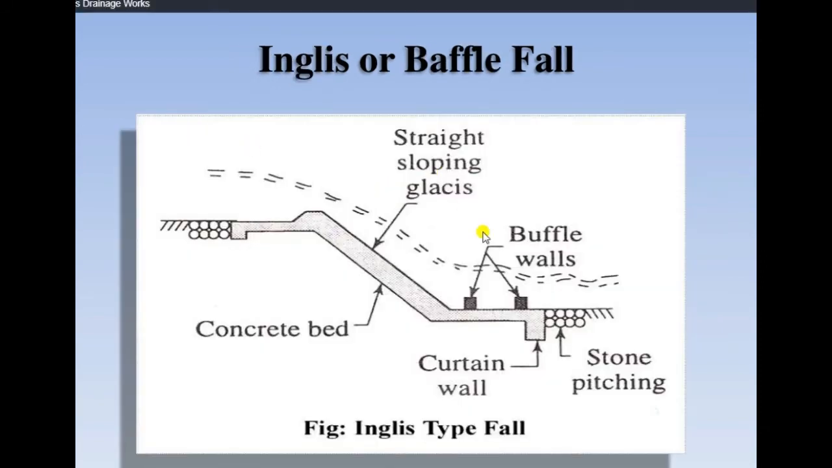That is the straight sloping glacis and there may be a buffle. So it creates turbulence and dissipates the energy. That is the curtain wall, that is the stone pitching, that is the stone pitching and that is the concrete bed. It is called the English type fall.